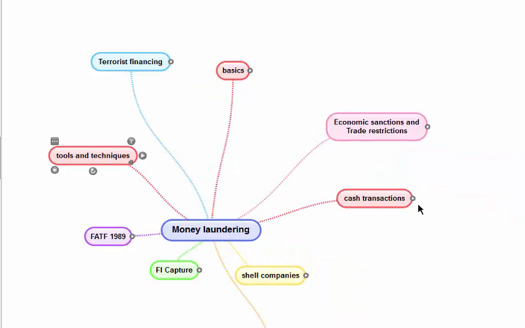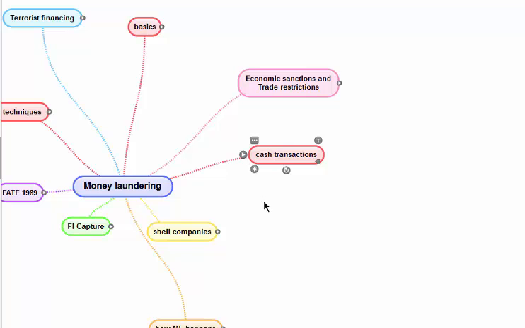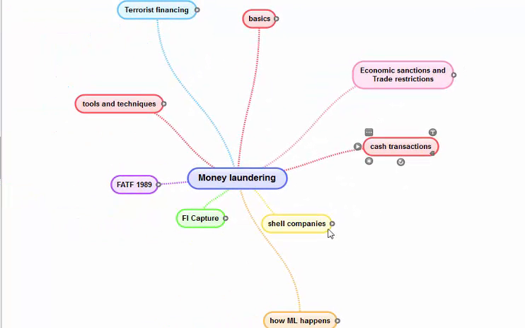Let us look at how cash transactions help facilitate this. Cash transactions, whether in jewelry or real estate, are a most important vehicle used for money laundering, where prices can be manipulated. Certain jurisdictions with greater banking secrecy are used to keep this cash deposited in bank accounts, or jurisdictions where there is less rigorous monitoring for anti-money laundering activity or financial transactions or funds movement. Those territories are used for moving the funds. It is also done to mix legal and illegal receipts and deposit them in the bank, so that you will not know which portion was not genuine revenue. Cash transactions are also used to effect payments for unaccounted cash, so that there will be no record of earned or spent money.